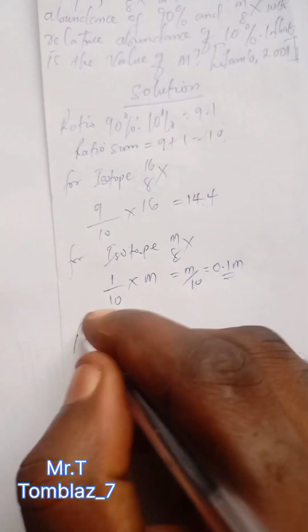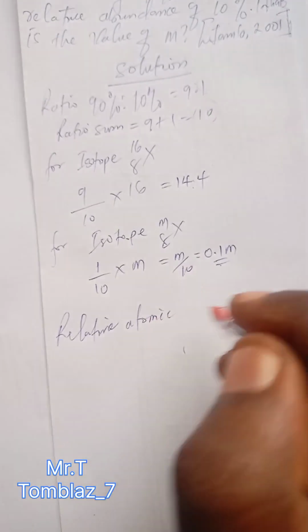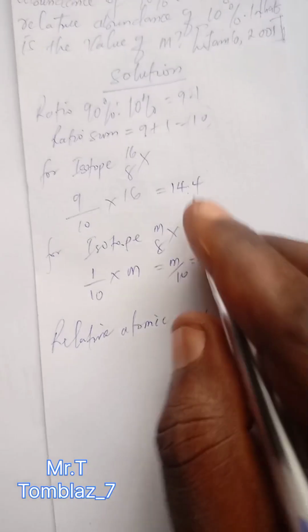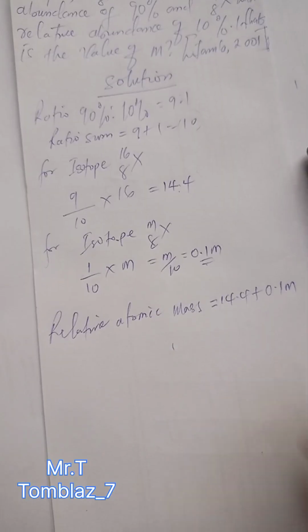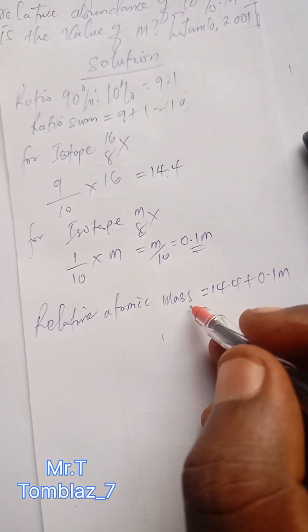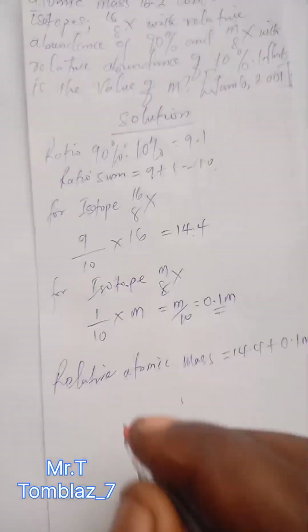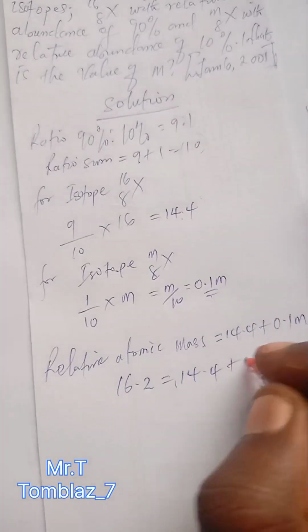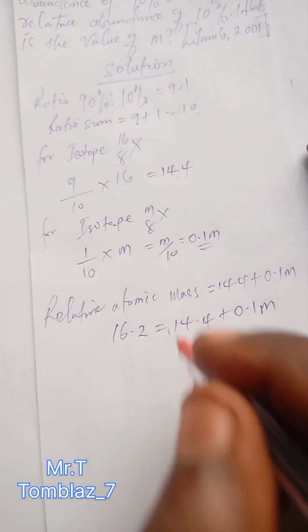Okay, now when we add up this value to this value, it's going to give us the relative atomic mass. So the relative atomic mass is equal to this value, which is 14.4 plus 0.1 M. This relative atomic mass is already given in the question to be what? 16.2. So we have 16.2 equals 14.4 plus 0.1 M, because that's the M we are looking for, right?